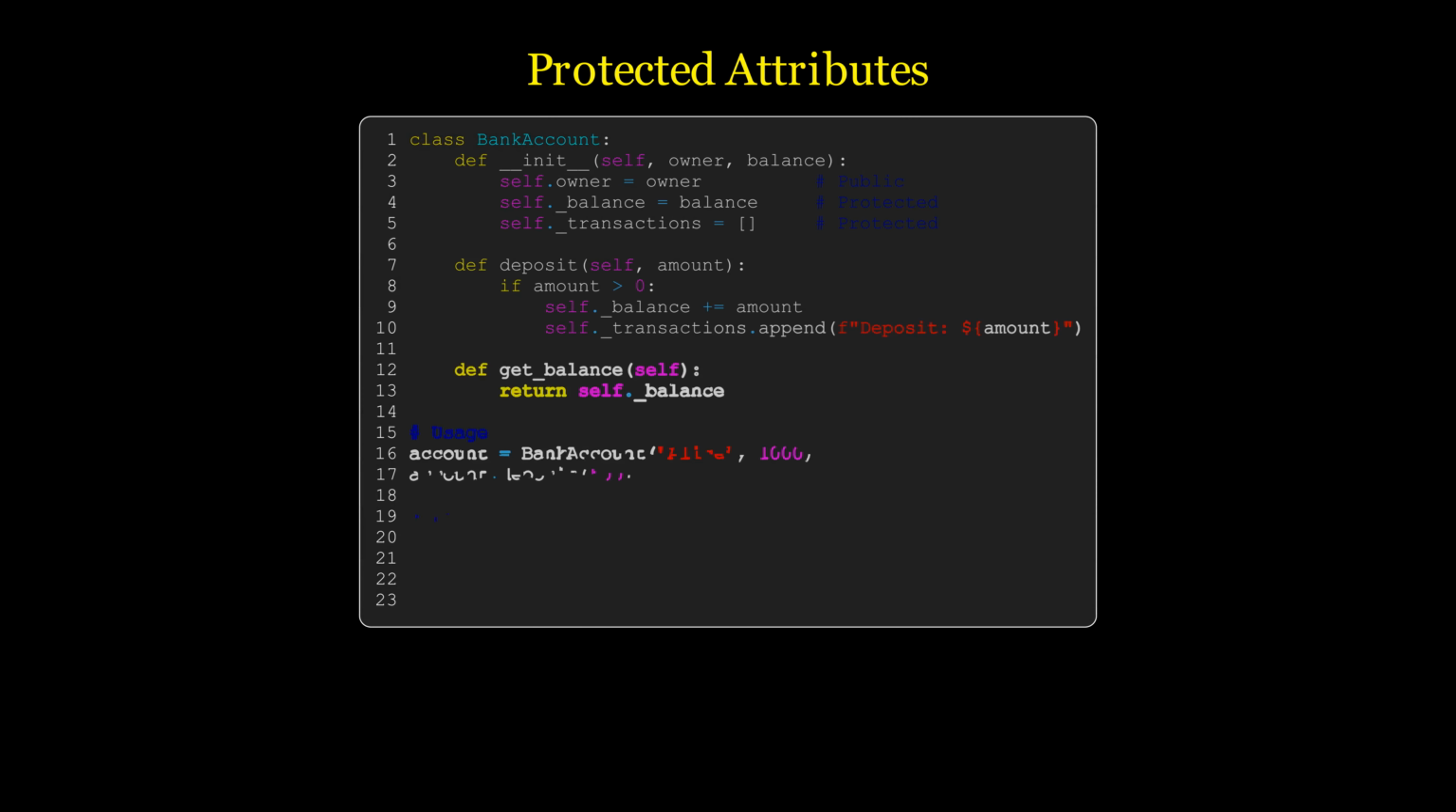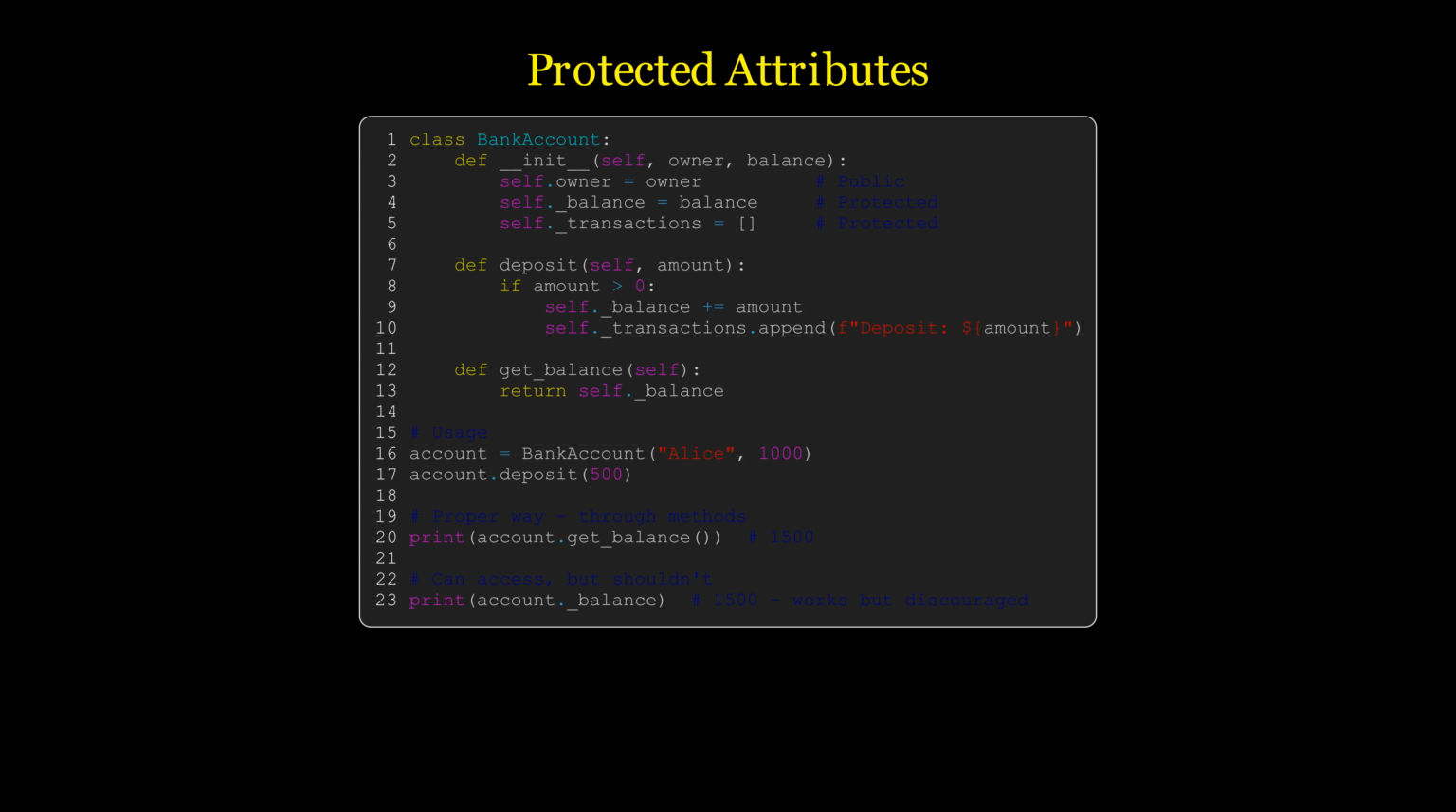Protected attributes use a single underscore prefix. This is a convention telling other developers, this is internal. Don't use it directly. It's not enforced, but respected programmers follow it. Protected attributes like _balance and _transaction signal internal implementation details. Users should access balance through get_balance.